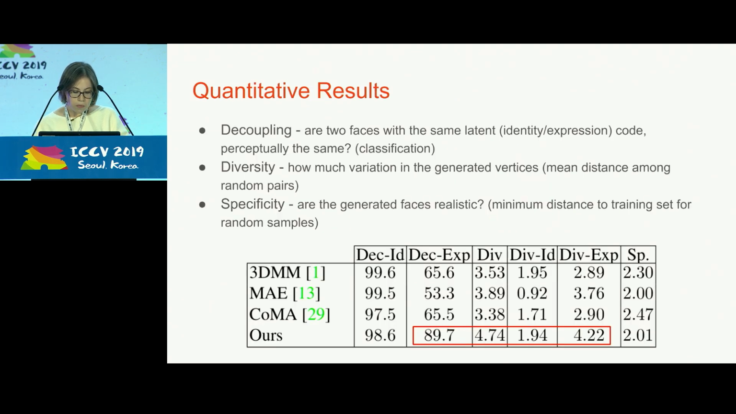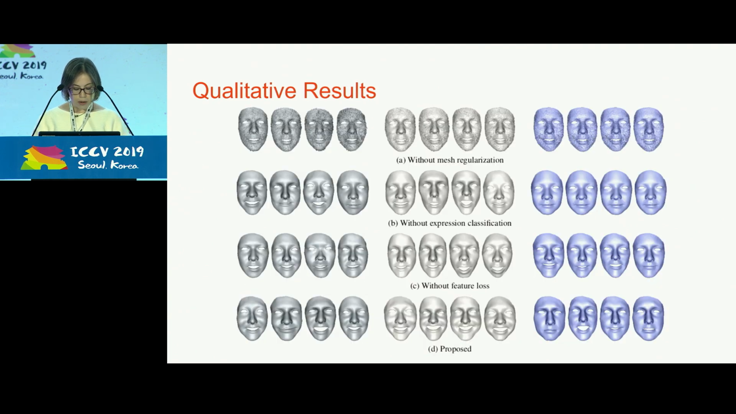We evaluated the proposed model using 3 metrics. Decoupling, which measures the accuracy of an external classifier that tells whether two faces have the same identity or expression. Diversity, which measures the average variation in the generated vertices. And specificity, which measures whether the generated faces are realistic. We compare our approach to classic linear models and 2 ResNet autoencoder architectures and show that it achieves significant improvements, particularly in terms of decoupling the expression subspace and in terms of diversity. We also show that each component in the loss function is necessary to achieve good decoupling results.